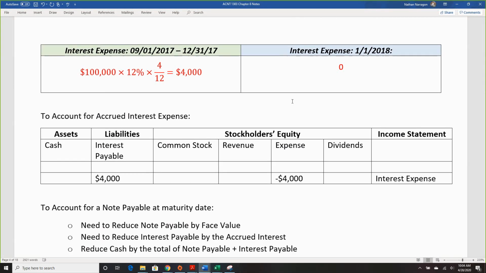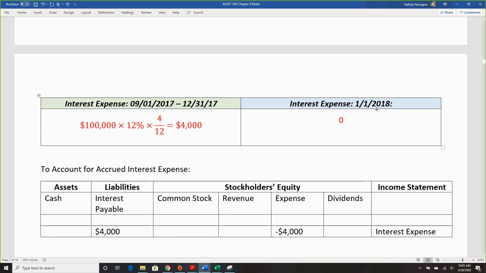So, right here is our interest formula in action. Well, we have $100,000 times our rate, so those are principal, our rate, times our time, 4 divided by 12 equals 4,000. Okay? Looks like they did accrue it. They're going to pay on January 1st, 2018. So they are showing it. They just didn't split the interest. Okay.